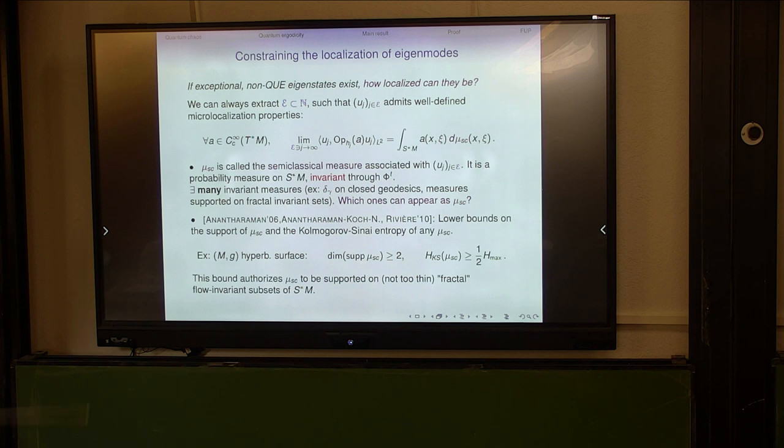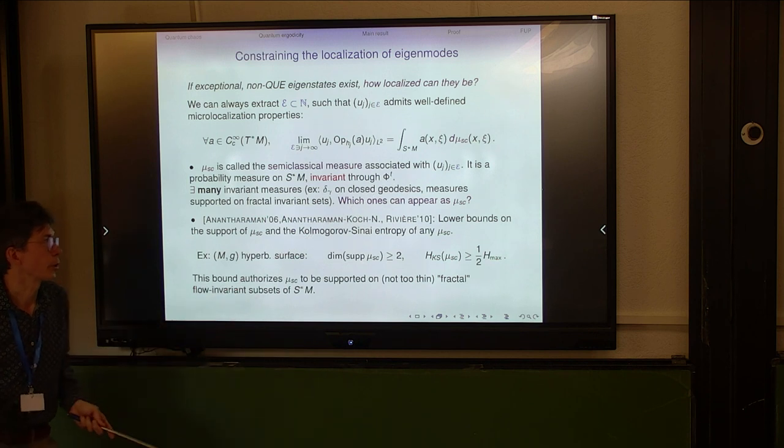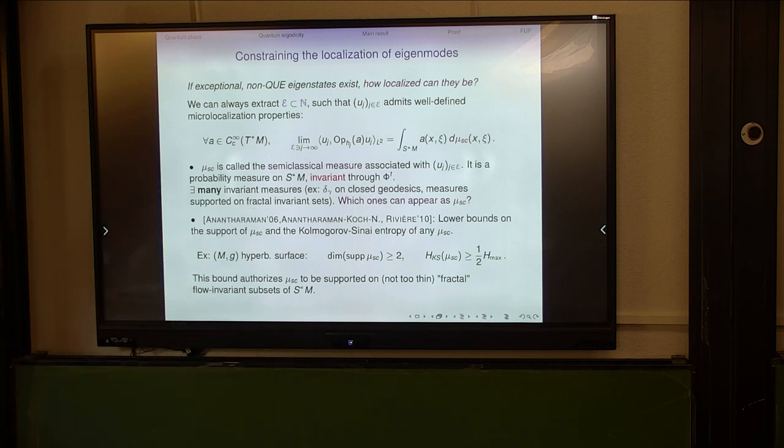First thing is that by using just a weak-star compactness argument, from any high frequency sequence of eigenmodes one can always extract subsequences, which I call calligraphic E, such that the eigenmodes along this subsequence have the same concentration behavior. Such a concentration behavior is embodied in an invariant probability measure, which is called a semi-classical measure. So a semi-classical measure is just one type of concentration among all the possible types of concentrations you have in the full sequence of eigenstates.